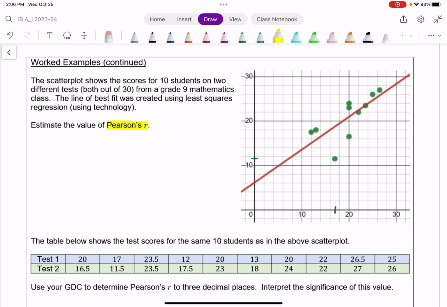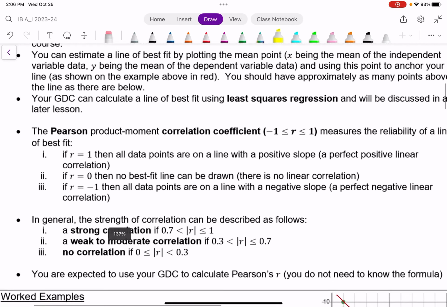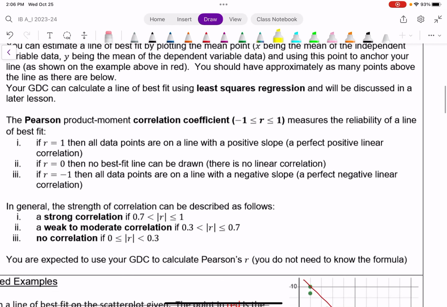And in general, if I go back here, we have the correlation coefficient, or R. It's always between -1 and 1. If the correlation coefficient is exactly 1, which we almost never see, that means all the points are exactly on the line, and there's a positive slope. We call that a perfect positive linear correlation. And that's if every single point is exactly on the line of best fit. In general, for data, we don't see that, but that's one extreme.